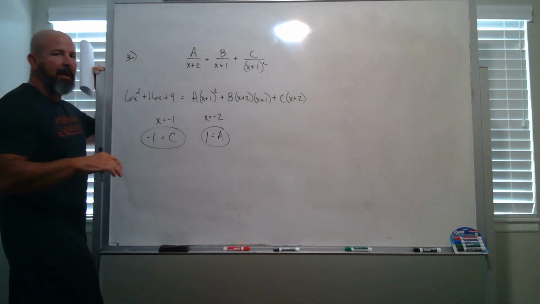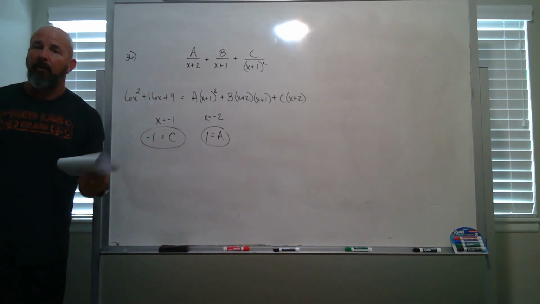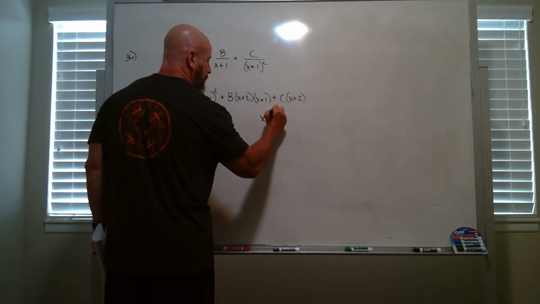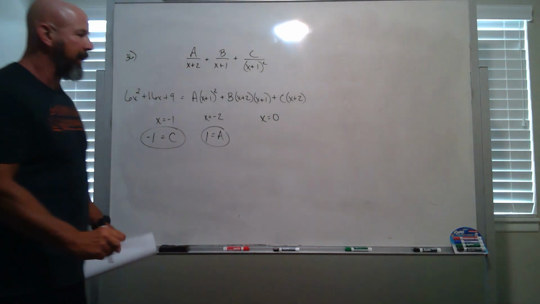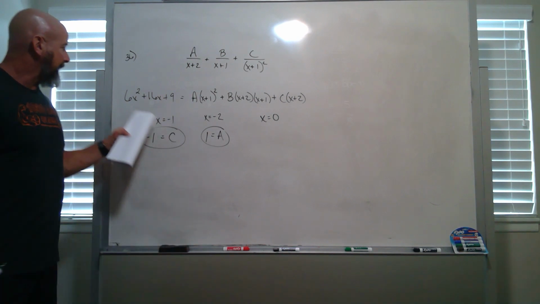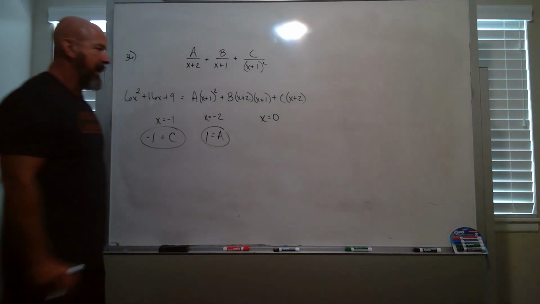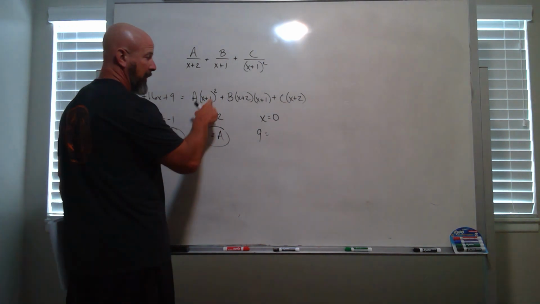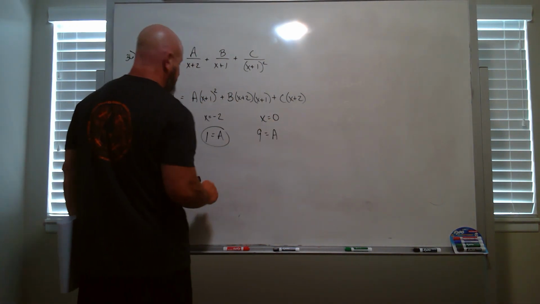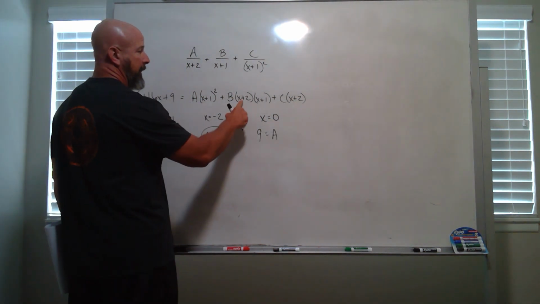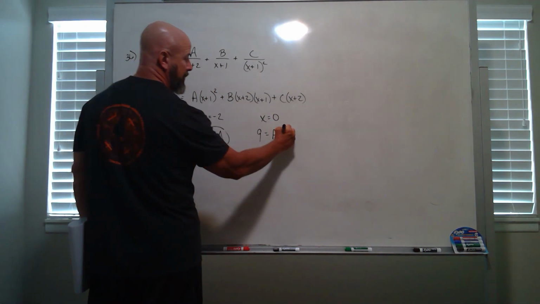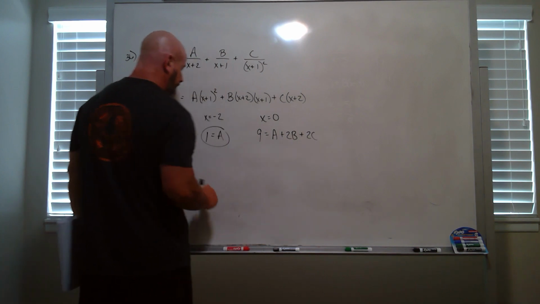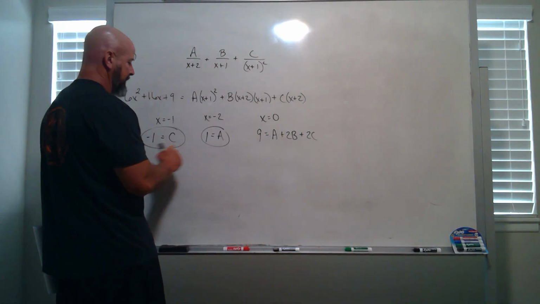And then I don't have another domain restriction, but this is where we can just pick any value we want. I'm always going to pick a nice easy value that I haven't used. I haven't used 0, might as well use it now. If I let x be 0, I'd have a 9 on the left side. 0 plus 1 is 1, so that would just be 1 squared, it's just A. Here, this would be 2 times 1 is 2, so plus 2B. And here, 2C.